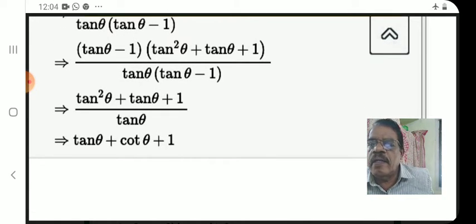Divide each term by tan theta. The first term is tan theta, the second term is 1, that is written last, and 1 by tan theta is cot theta. That is the answer.